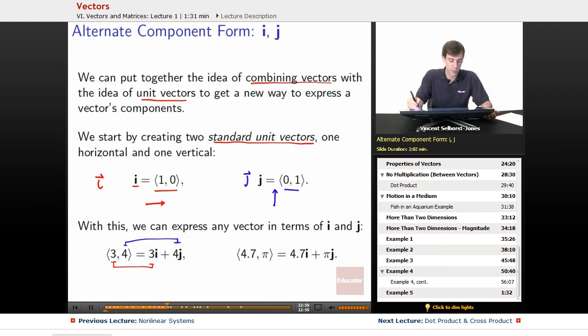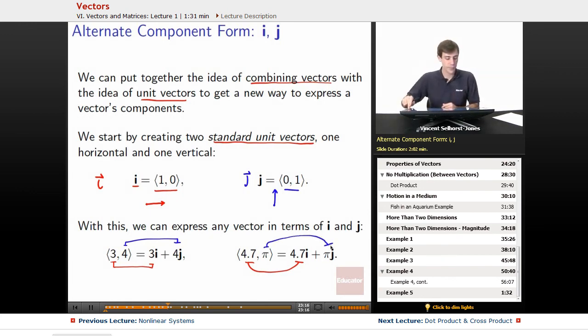And this also works for numbers that aren't just whole integers, because 4.7 times i just scales i by a factor of 4.7, so it will be in the same place, sorry, not vertically, horizontally. And pi, we can also scale by a factor of pi. As long as it's a real number, we can scale by it, so pi j there.